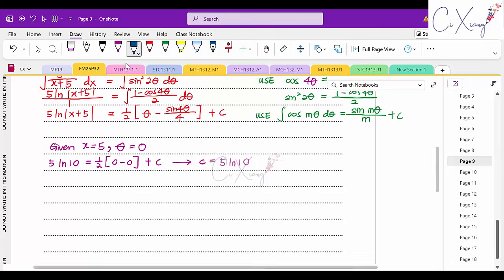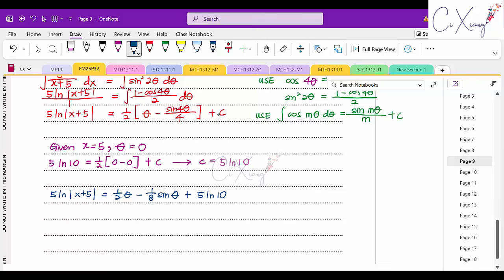So to rewrite the equation, I substitute the c into my solution first, to make it become the particular solution. Okay, I'm having 5 ln (x plus 5) equals to half theta minus 1 over 8 sine 4 theta, then plus c. c is 5 ln 10.